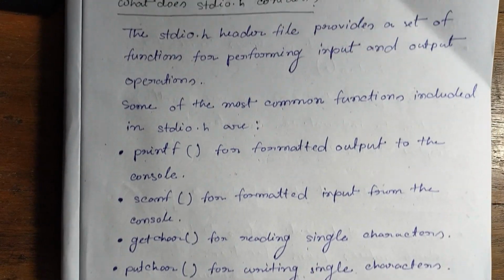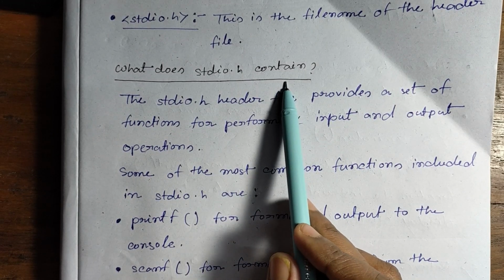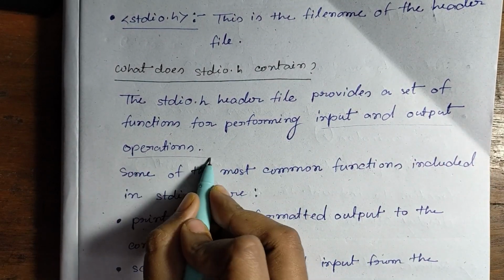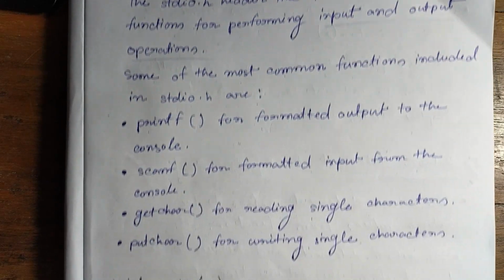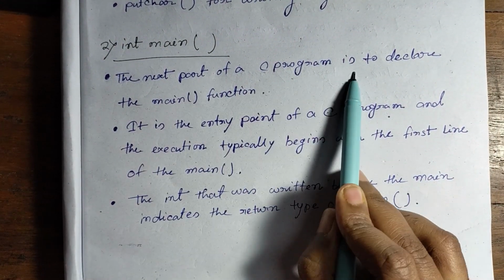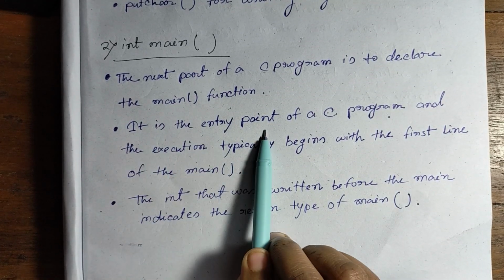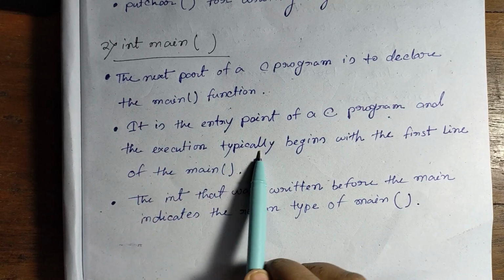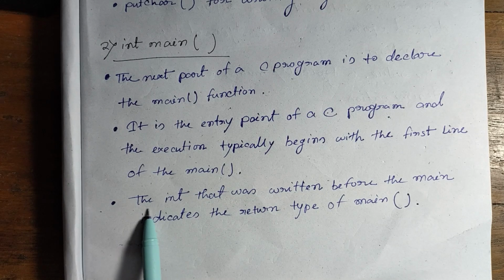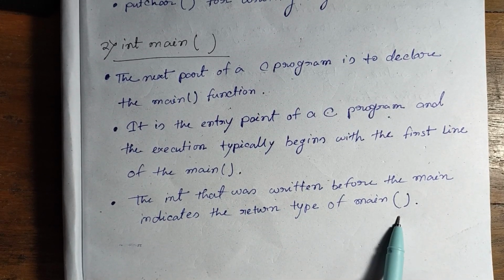So stdio.h mainly contains the input output functions. Then after that, there is int main in the program. The next part of the C program is declaring the main function. int main is the main function. It is the entry point of a C program, and the execution typically begins with the first line of main. The int written before main indicates the return type of the main.